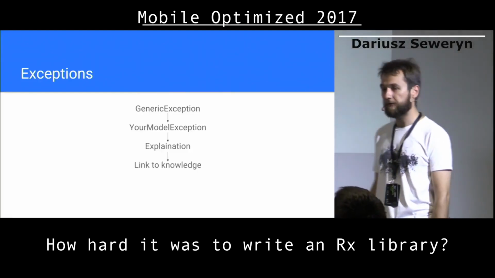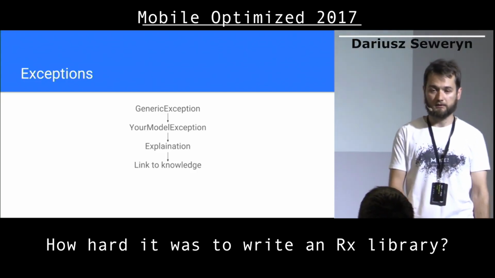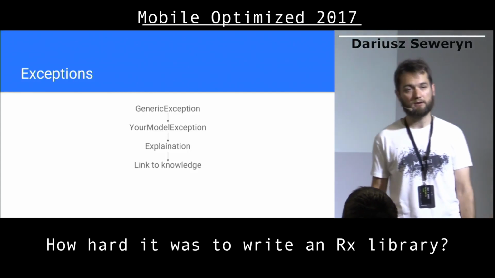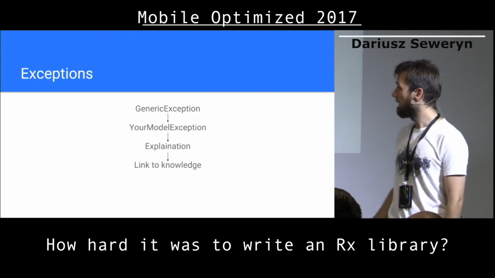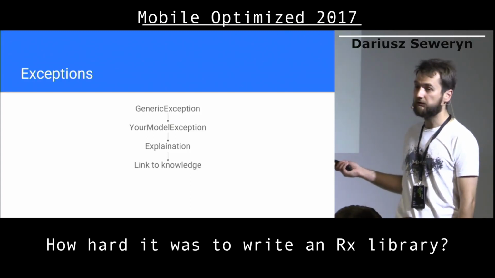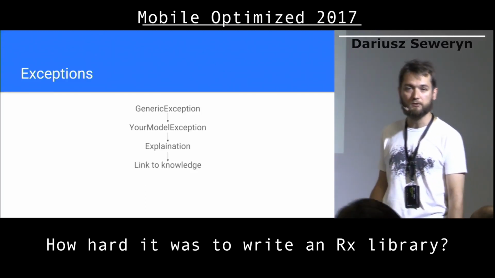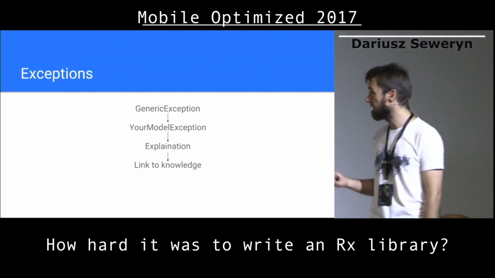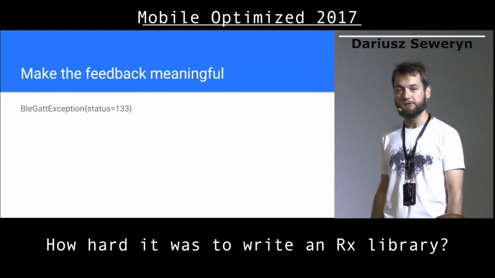So if your library is encountering an error that is happening somewhere below, it's quite important, if you know what is going on, to wrap it up and give a good explanation and preferably a link to the knowledge where the user can learn about a particular topic. In my case, it was something called a GATT status error.